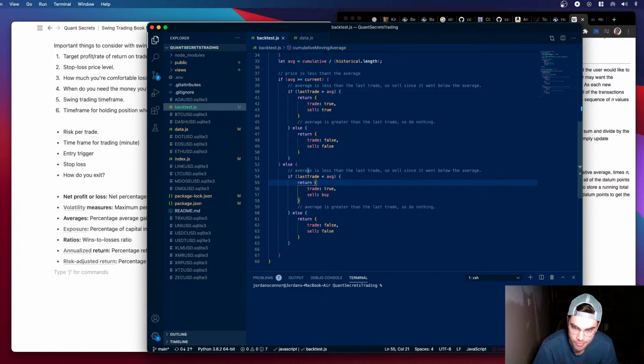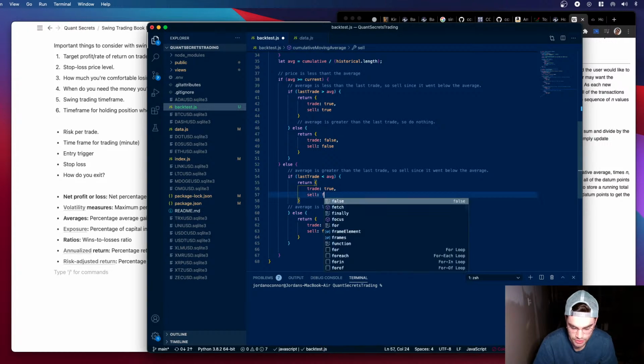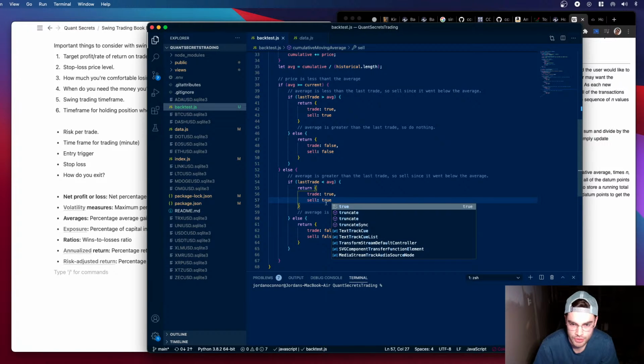And now if the average is greater, and then else the average is less than the last trade. So if you do nothing. Cool. This is gonna be false. True. No. It's gonna be false.